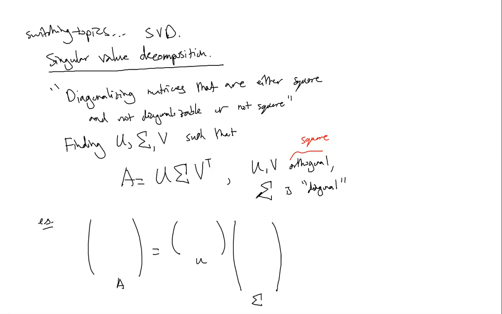This is not drawn to scale. And V transpose looks like something like that. I'll just draw it like that. By diagonal, I mean it's as diagonal as it can be, and the rest are 0.